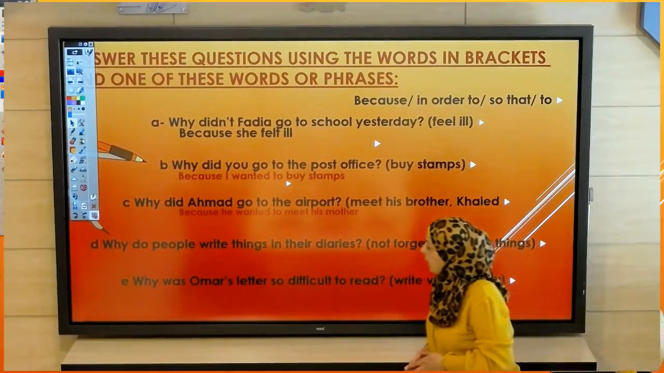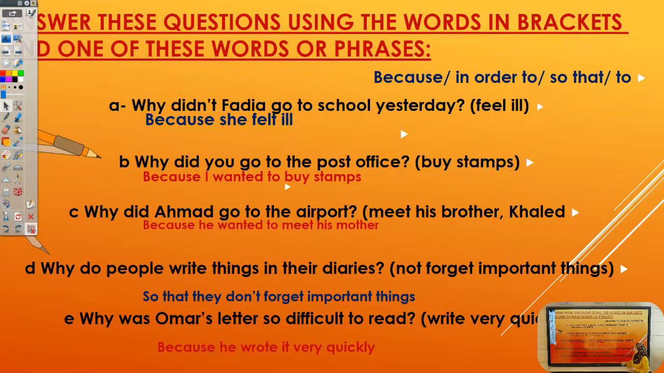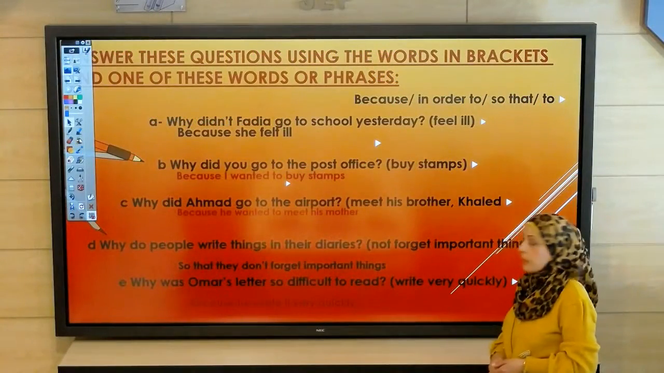Now, D. Why do people write things in their diaries? So that, or we can say people write things in their diaries so that they don't forget important things. Why was Omar's letter so difficult to read? Because he wrote it very quickly. So Omar's letter was so difficult to read because he wrote it very quickly.